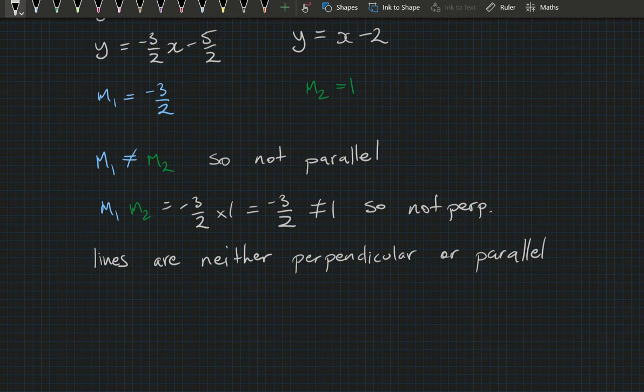Just get the gradients and compare them. Are they the same? If so, they're parallel. If you multiply them together and they equal minus 1, then they're perpendicular. If neither of those facts are true, then it's neither.